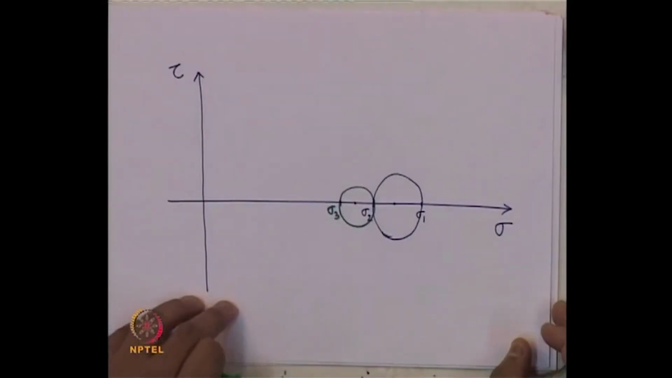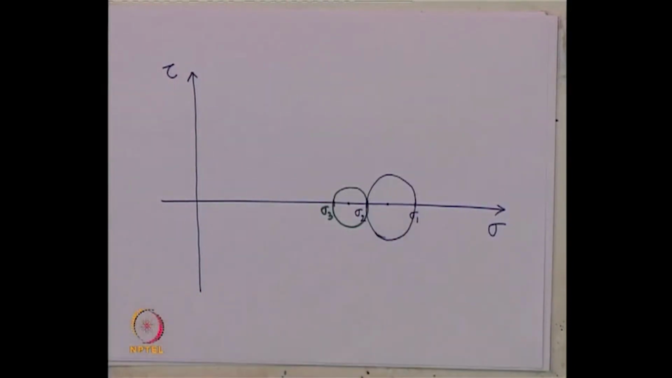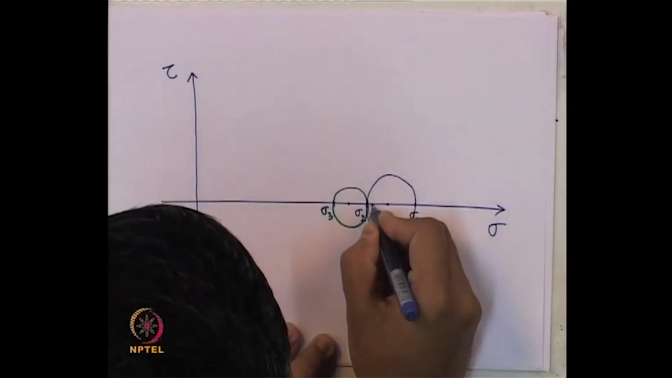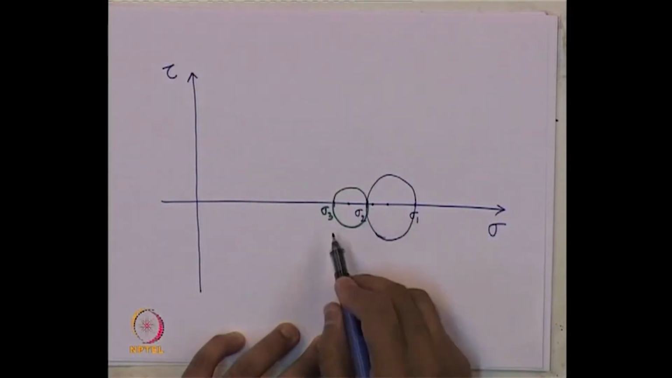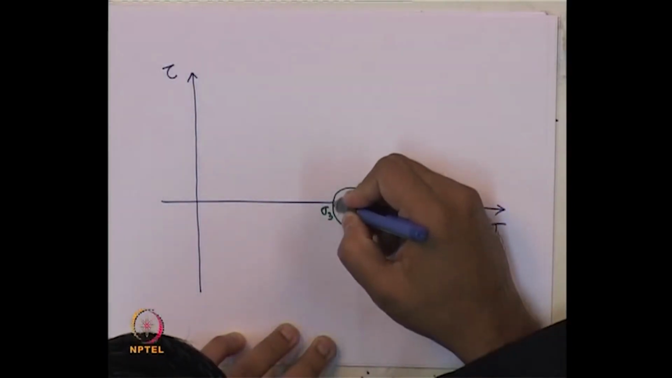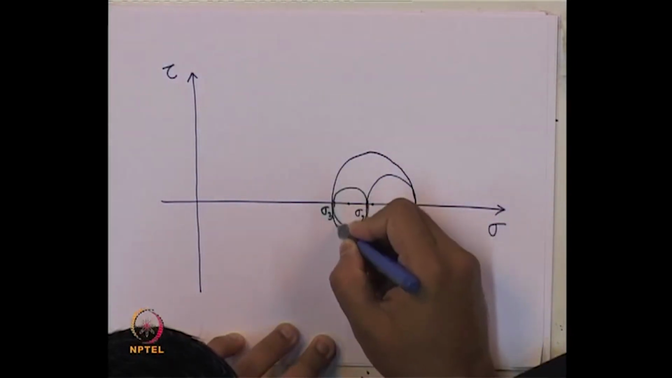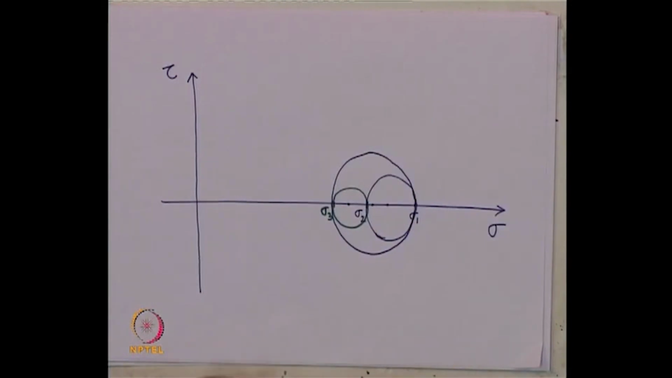Now, we can draw another Mohr circle by considering these two principal stresses, sigma 1 and sigma 3, the center of which will be (sigma 1 plus sigma 3) by 2, and the radius will be (sigma 1 minus sigma 3) by 2. So, the third circle should be something like this. Fine.